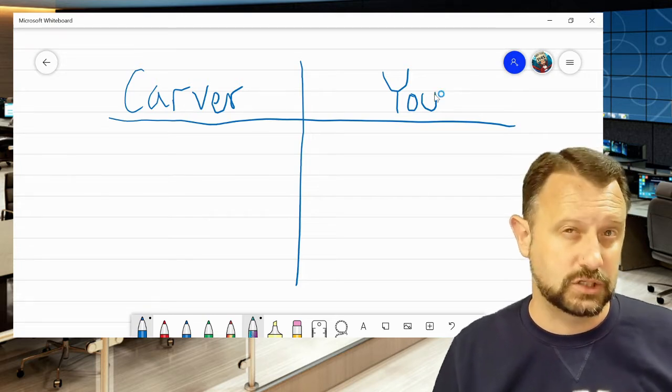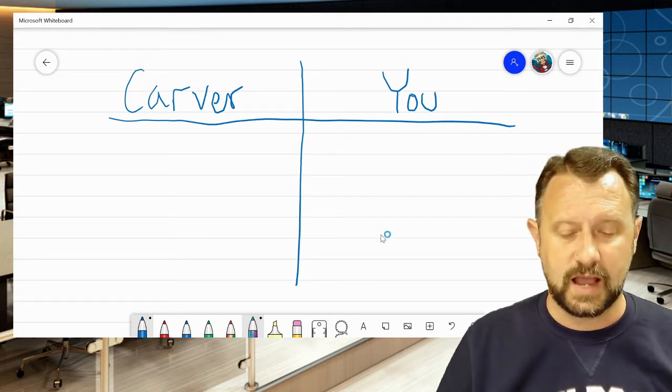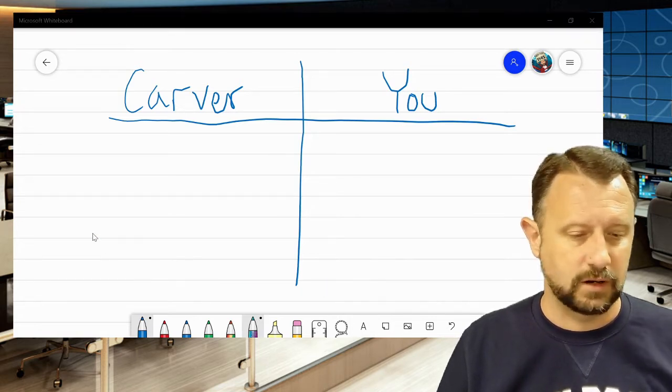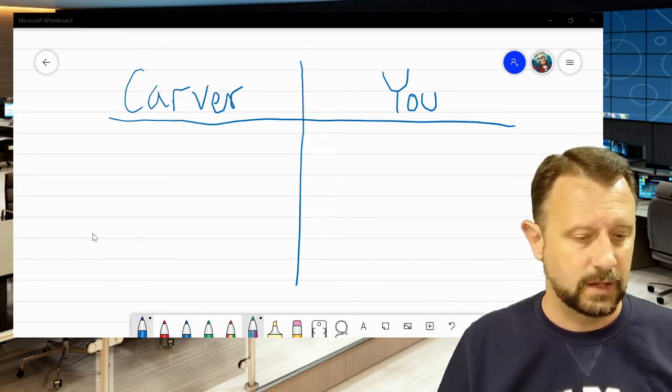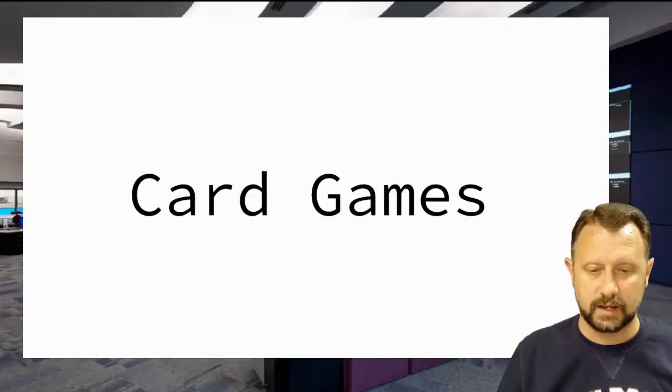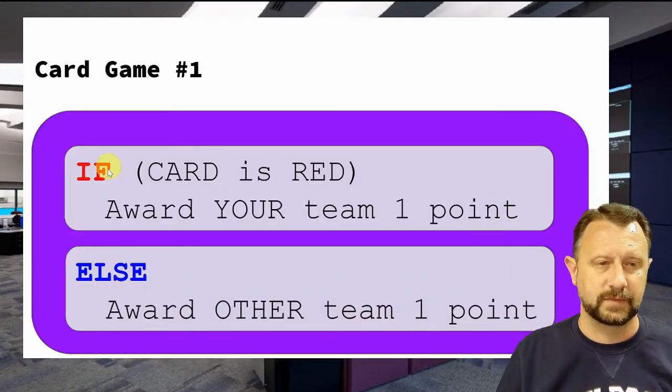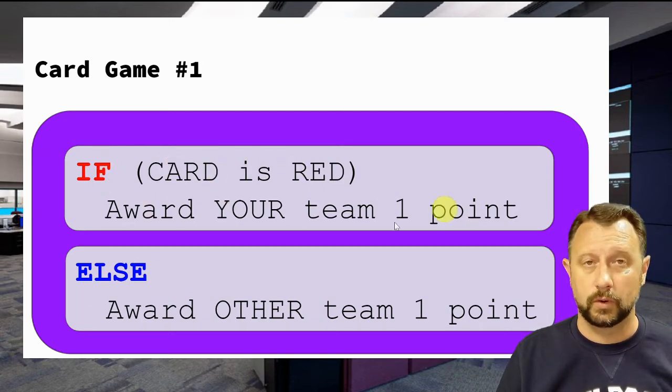So what's going to happen then is I'm going to draw a card and then we're going to look at some conditionals, and we're going to see how the rules, the conditions of the card game, affect how we score points. All right. So let's look at our rules. So here's our first rule. Our first rule is this. If your card is red, then you get 1 point. Else, the other team gets a point.